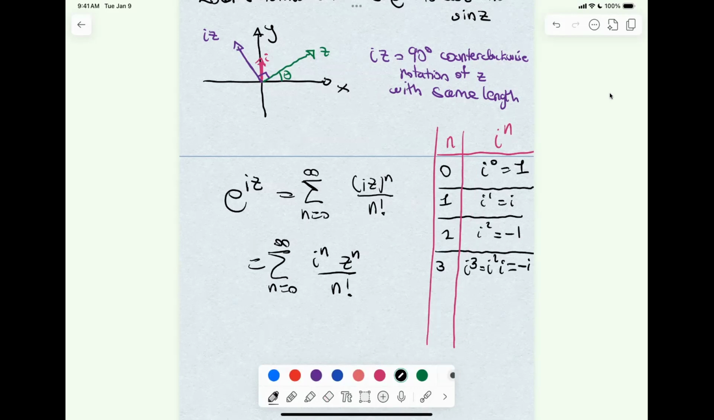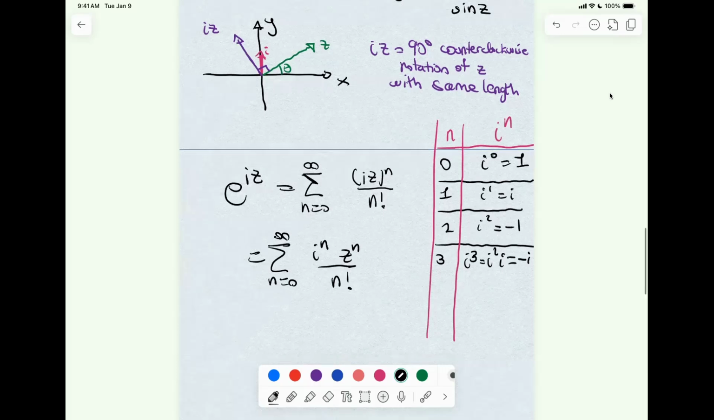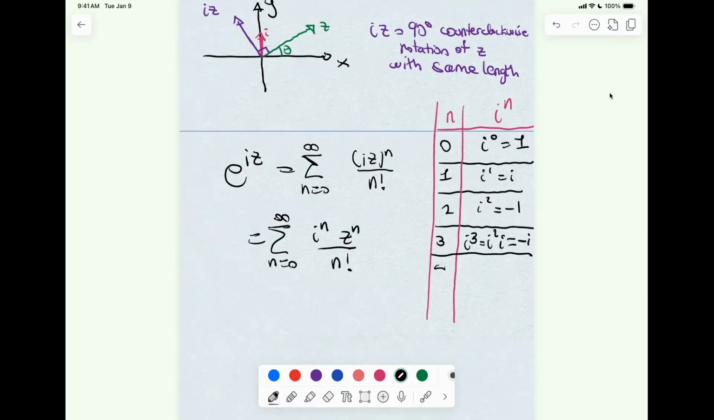Okay. Everyone with me? So far, so good. And then what would be, for example, i to the 4? One way to think about it is that it's i squared times i squared. That's kind of convenient. So it would be -1 times -1, because each of these is -1, which is 1. And let me do one more.